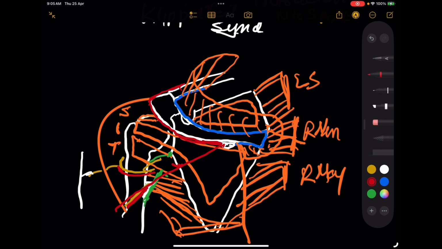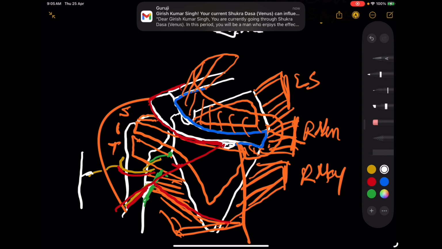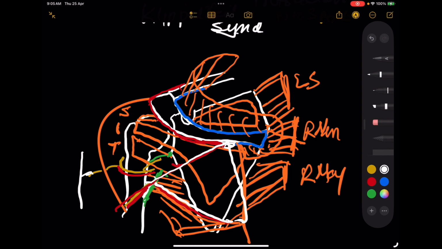So latissimus dorsi, deltoid and trapezius form a triangle. These are the first muscles that you encounter when you divide the skin. So this is the anatomy around the scapula.